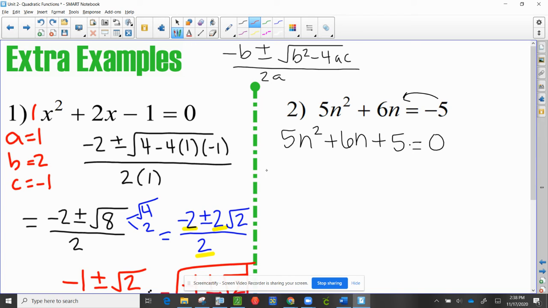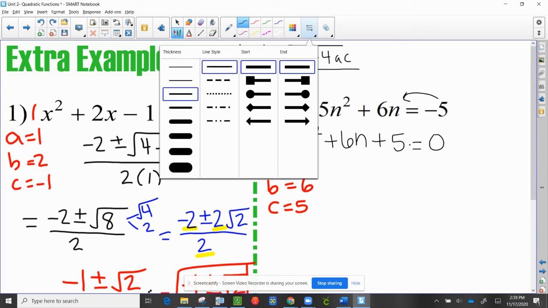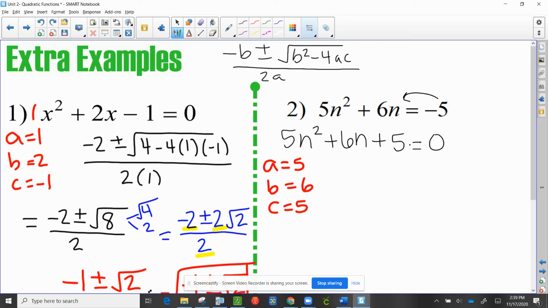Okay, so now if I look at this, my a term is 5, my b term is 6, and my c term is also 5. So let's plug and chug, put it into our quadratic formula here. So you have the opposite of our b term, so -6 plus or minus the square root. So it's the b squared. So b in here is 6. 6 squared is 36.